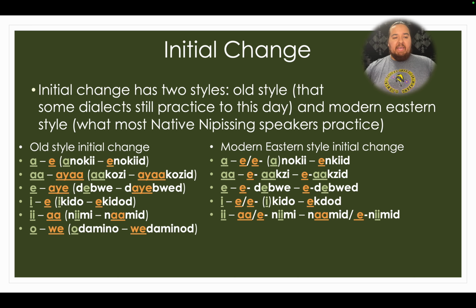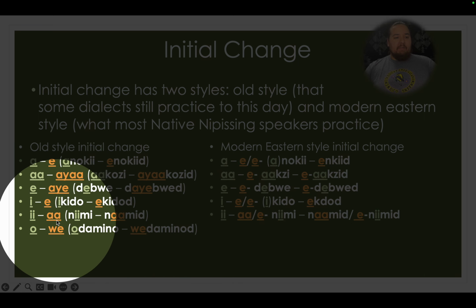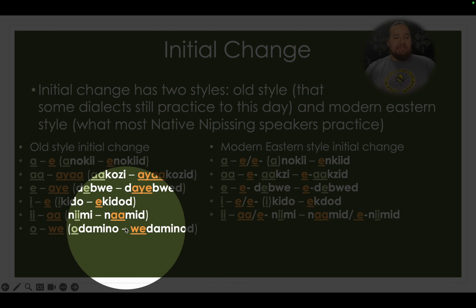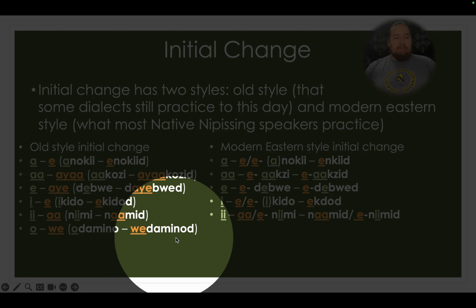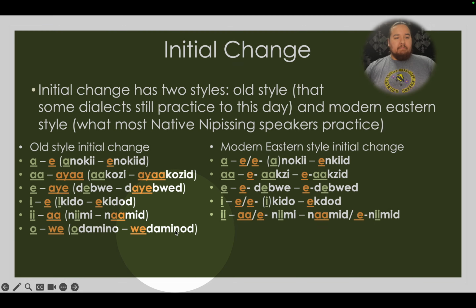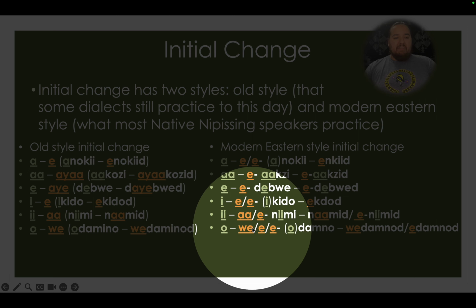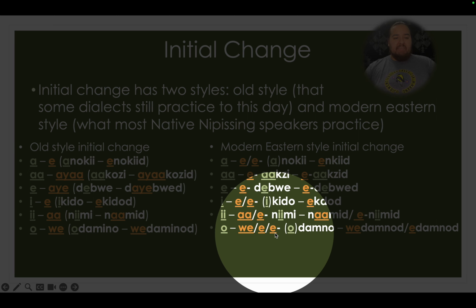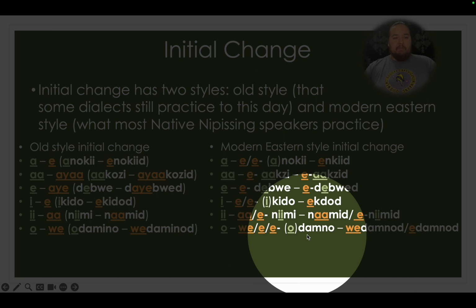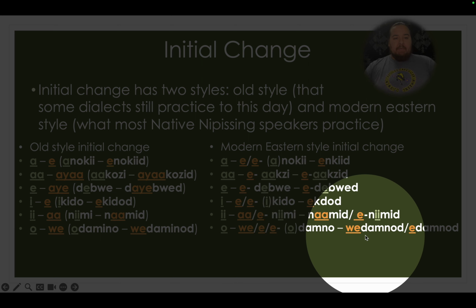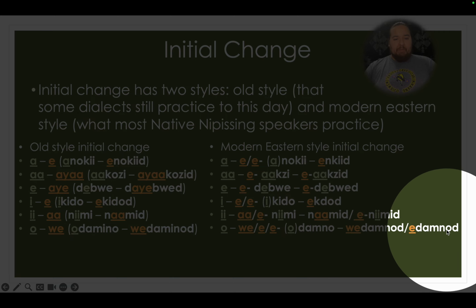Single O becomes a W sound. So in old style, they have odamino for he or she's playing. Wedaminud, the one who's playing. And we have a few options here for Nipissing Nishnaabemwin. O can either become we, or you can use the E prefix. So again, because O is normally de-stressed, we skip it and go dumno. And then for the C form, we can either say wedumnud or edumnud.